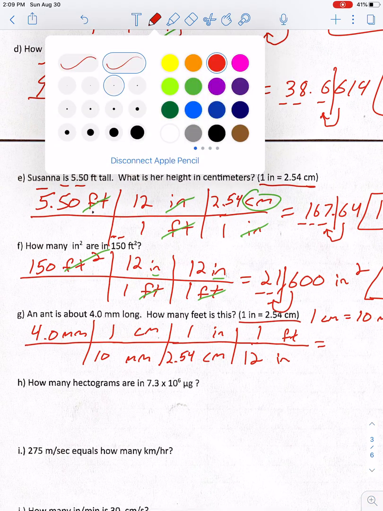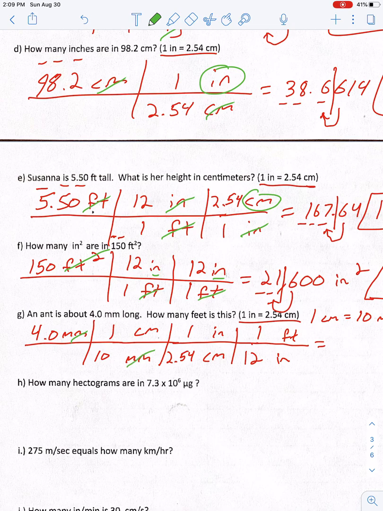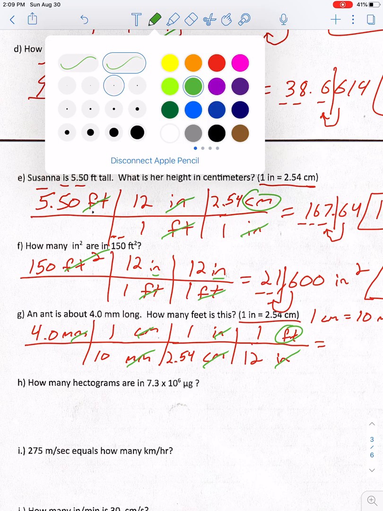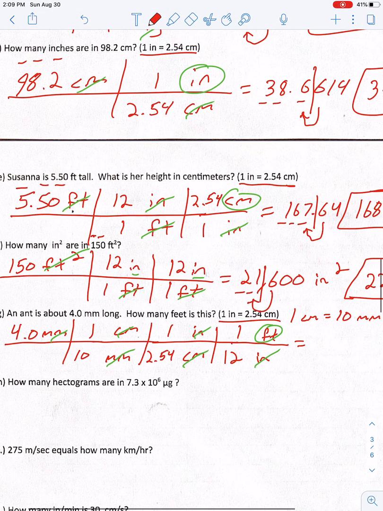So let's look at our units. Millimeters cancel out, centimeters cancel out, inches cancel out, and now I'm in feet. So I'm done with my units, so I don't need to go any further steps. So now I'm basically going to multiply everything on top and divide by whatever's on bottom. Since 4.0 times 1 times 1 times 1 is 4.0, now I'm just going to divide, so 4.0 divided by 10, then divide that by 2.54, then divide that again by 12.